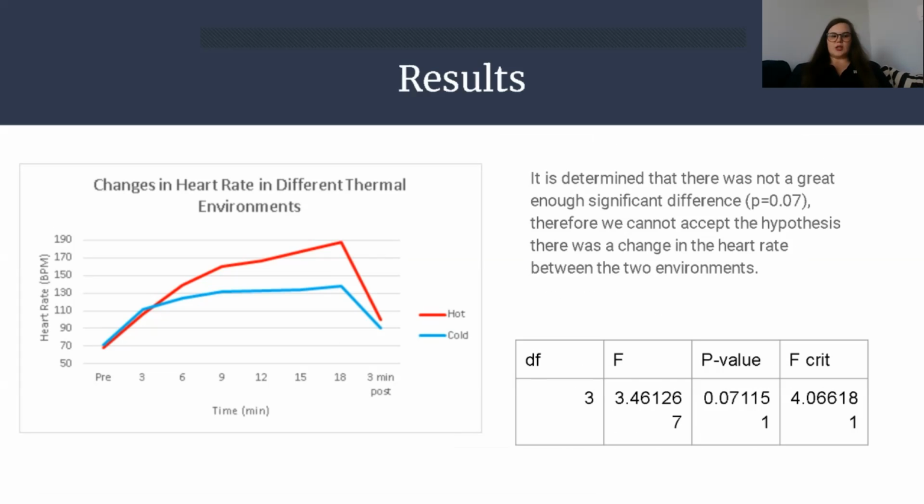As you can see though, just to take note of a general trend here, we can't say it with significance, but we can see that generally the trend is that it's a little higher in the hot temperatures and a little bit lower with the cooler temperatures. And I'll talk more about that in a little bit.